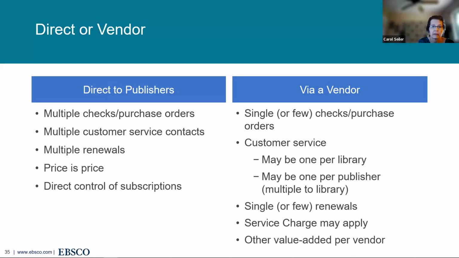When you go direct to a publisher, generally speaking, you're going to have multiple checks and purchase orders because, again, publisher wants payment before they'll fulfill. You'll have multiple customer service contacts because each publisher will have someone different. And if it's a publisher with several imprints, you may have a different customer service rep at each imprint. You'll have multiple renewals.